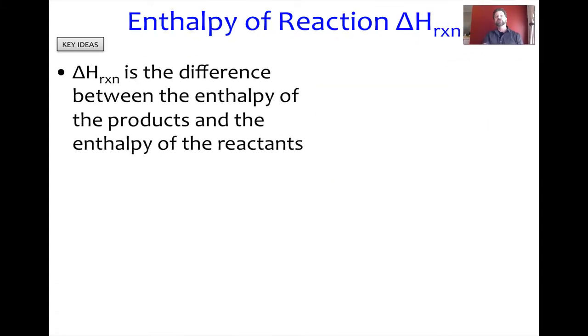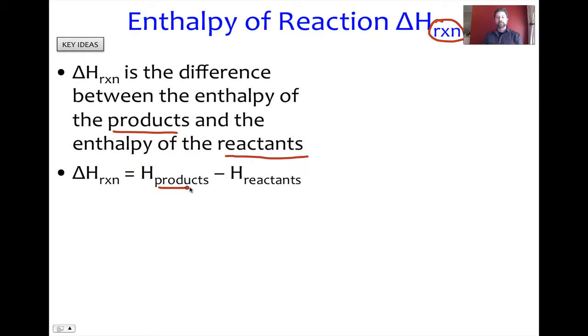Okay, continuing on, if we go ahead and dress up our delta H symbol a little bit better, we can now see delta H with subscript Rxn. Rxn just stands for reaction in chemistry. So what is the enthalpy change of a particular reaction? And you can see here it's the difference between the enthalpy of the products and the enthalpy of the reactants. So basically that means it's going to be the H of the products minus the H of the reactants.